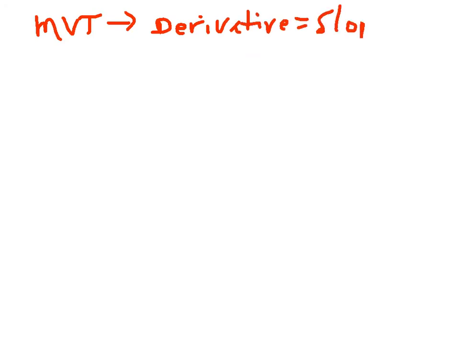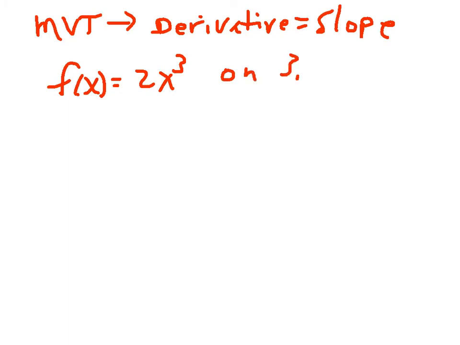Okay, so we learned today that the mean value theorem means derivative equals slope. A classic problem on the AP exam would be to take the equation f of x equals 2x cubed on the interval from 3 to 5 and find the value that satisfies the mean value theorem. In other words, find c.